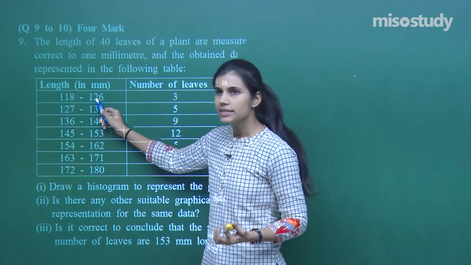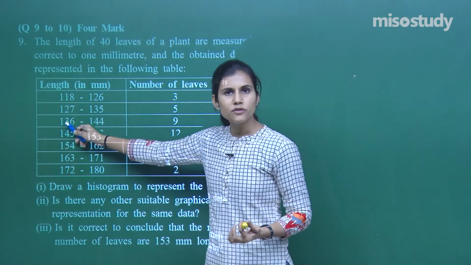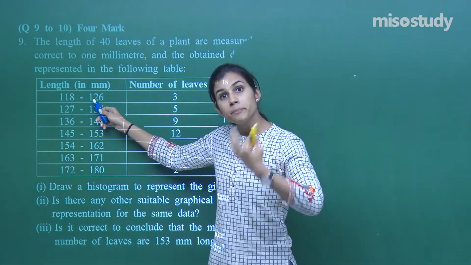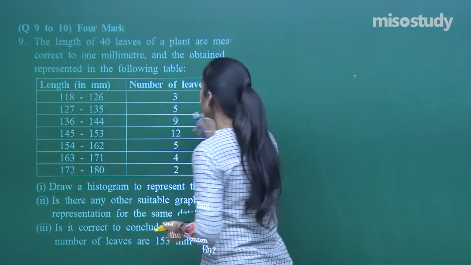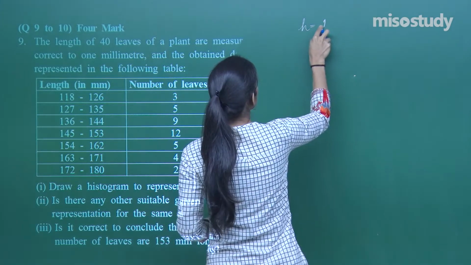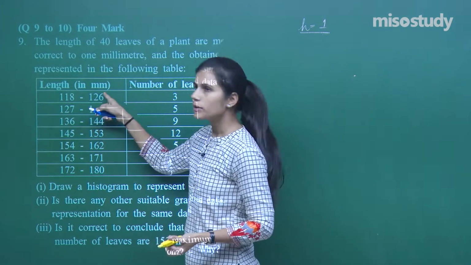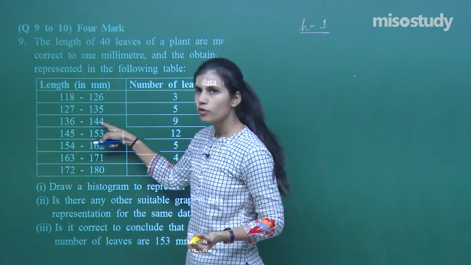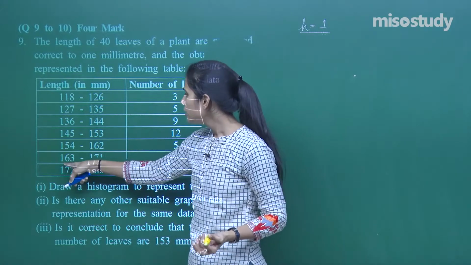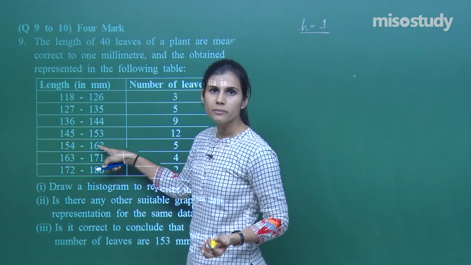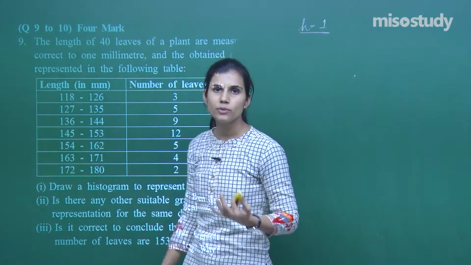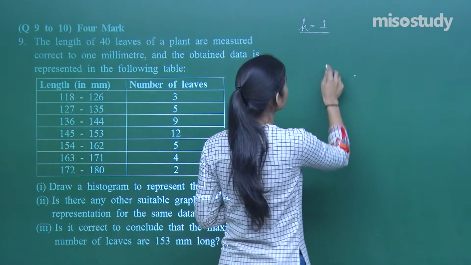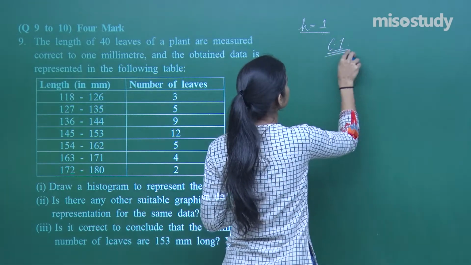Lower limit minus upper limit. Lower limit of one class interval minus upper limit of the previous class interval. Here if you see, h is 1: 127 minus 126 is 1, or 136 minus 135 is 1, or 145 minus 144 is 1. Anyway, you can do lower limit of one class interval minus upper limit of the previous class interval, and that gives you h. This is your h.